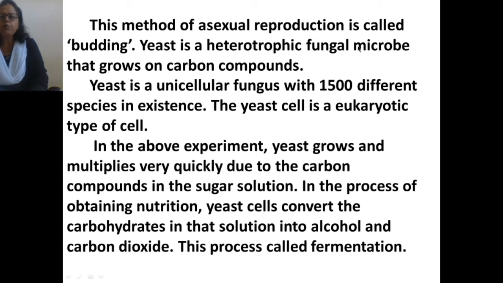Yeast is a heterotrophic fungal microbe that grows on carbon compounds. See, what is a yeast? Yeast is a heterotrophic fungal microbe which grows on the carbon compound. Yeast is a unicellular fungus with 1500 different species in existence. Means how many species are there? 1500. The yeast cell is a eukaryotic type of cell.